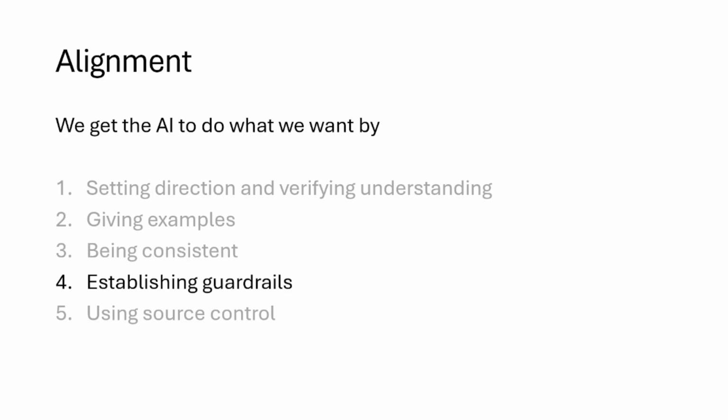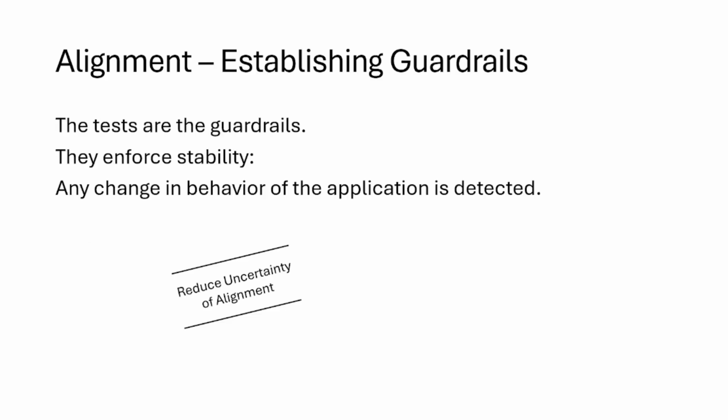Establishing guardrails. Well, by now you know that the tests are the guardrails. Every time a test fails, it tells you that something else is wrong. Well, that is if the test is correct. But if the test is about other user stories, then definitely the test is not to be changed.